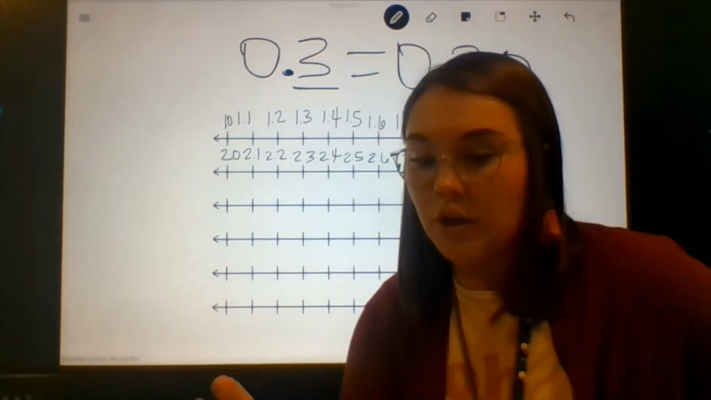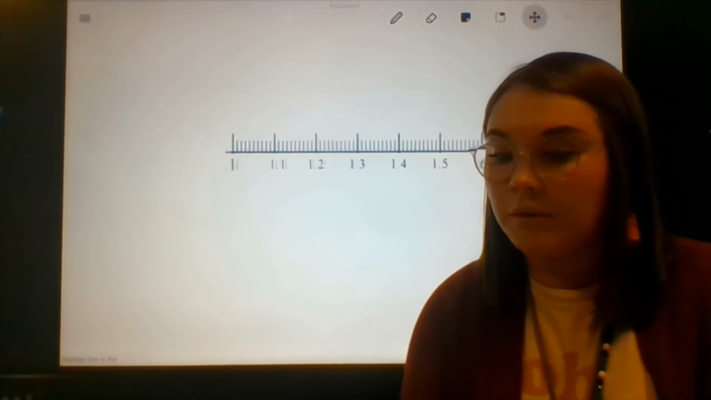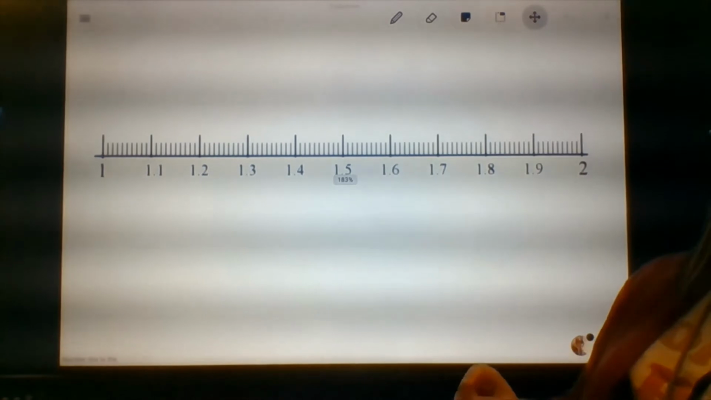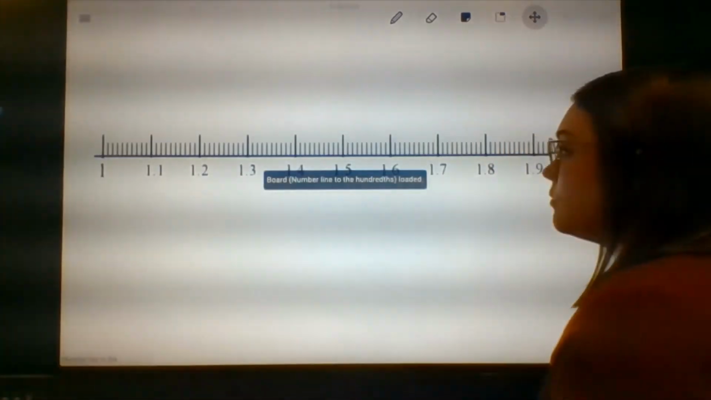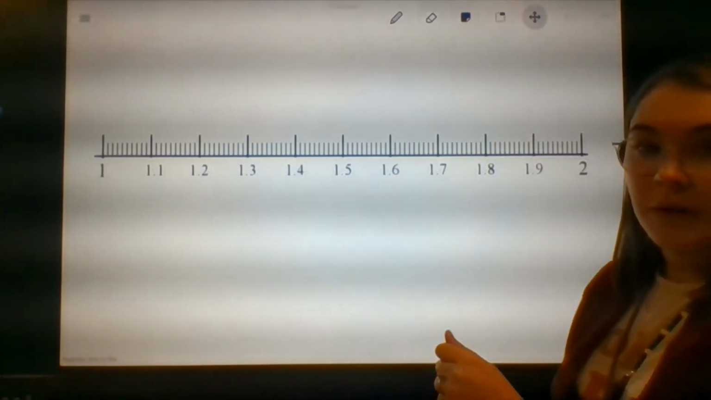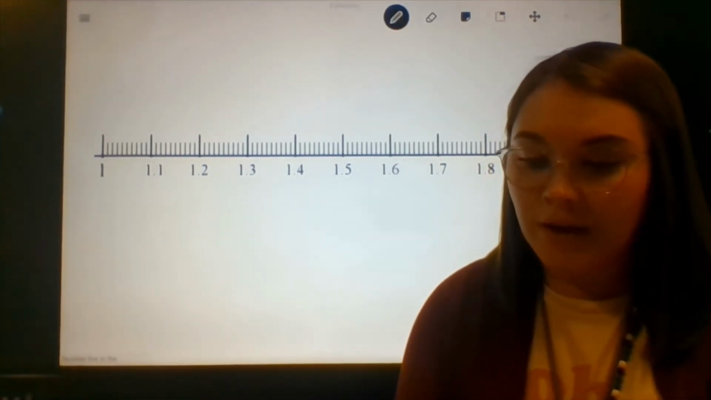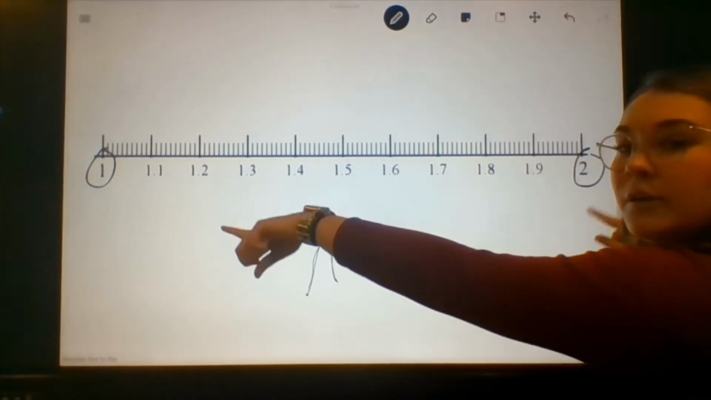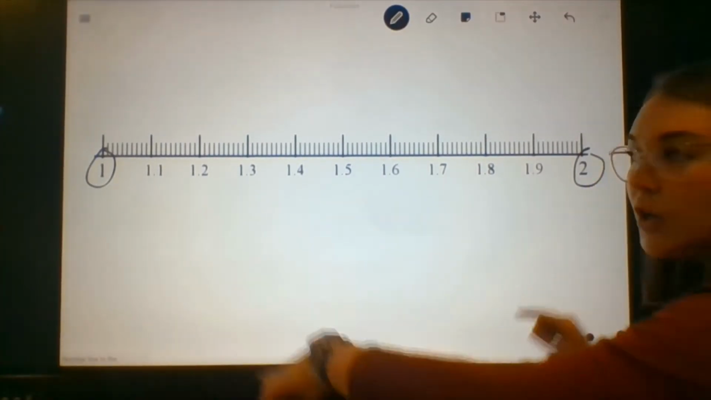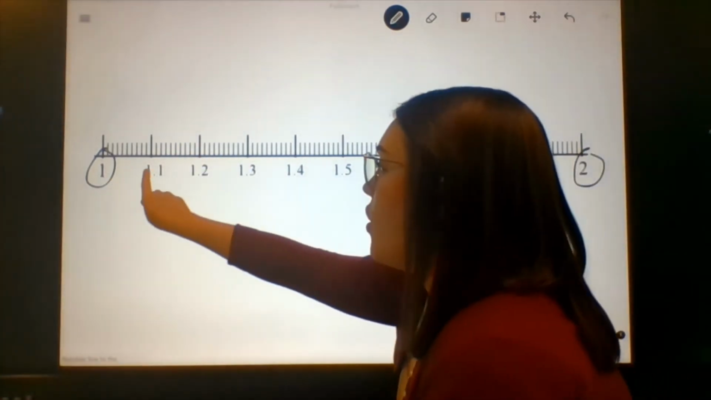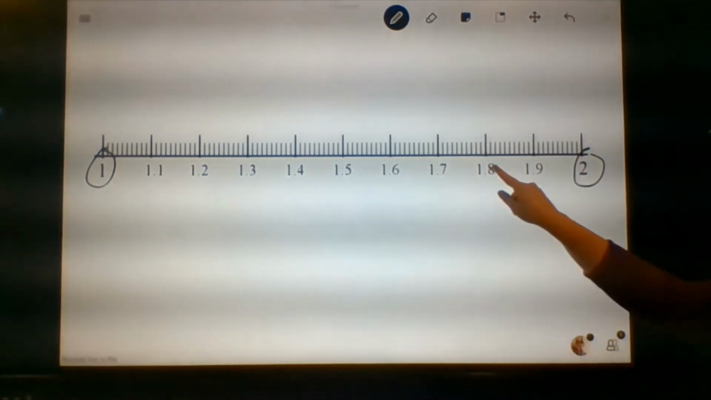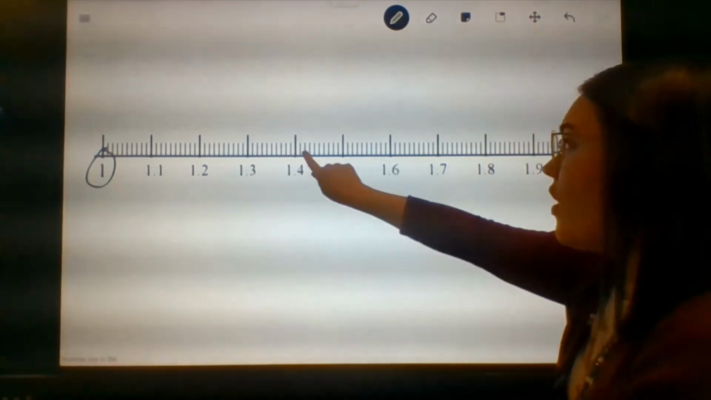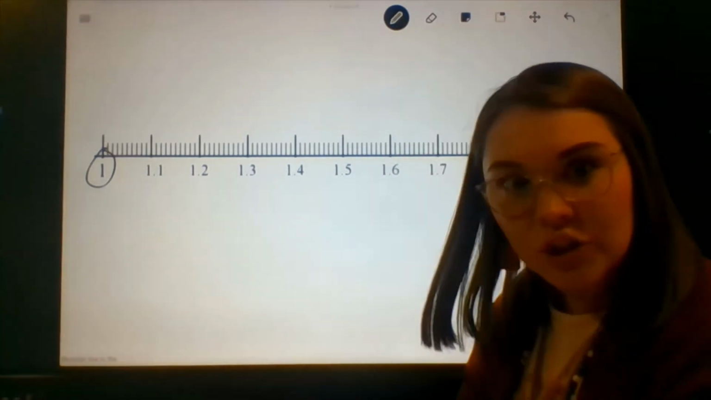So I want to look at a hundredths number line, and we're going to make it a little bit bigger. So you notice that, there we go. It just went a little crazy on us. So we notice that we have a whole number here, 1, and a whole number here, 2. Look at everything in between that 1 and 2. So we see that there are 10 tenths. So 1, 2, 3, 4, 5, 6, 7, 8, 9, 10. There's our 10 tenths. But there's also all of these hundredths.